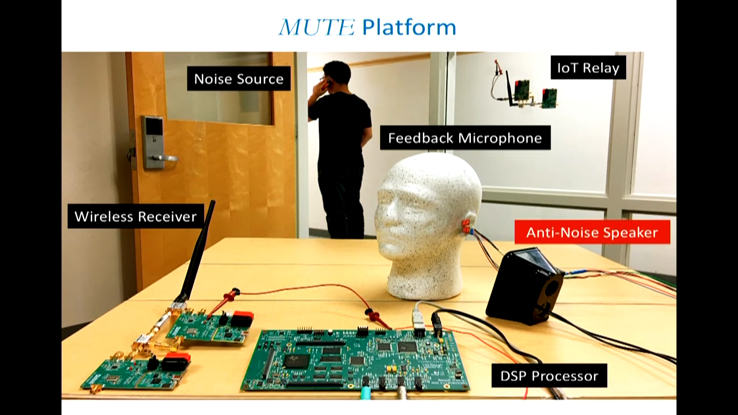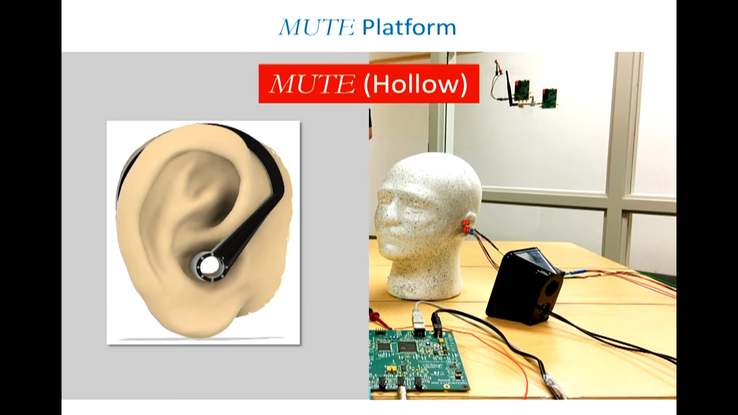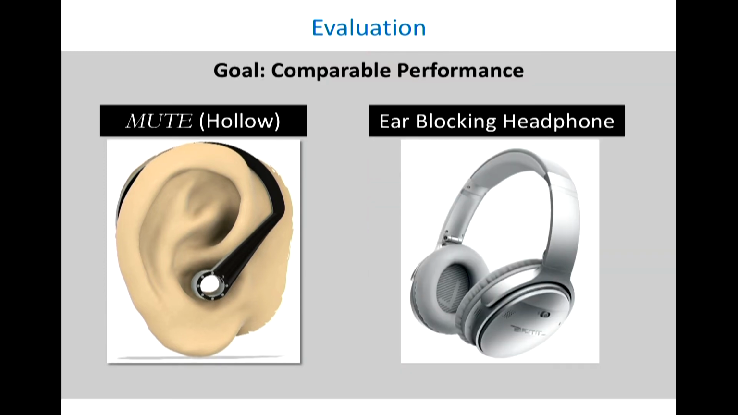So we call this design MUTE hollow because we are essentially not putting any sound-absorbing material on the human head, right? So of course, this is a very crude prototype, but we envision that if you design everything well, it should look like the picture on the left, which is a light ear device on your ear, and that is hollow inside. And our goal is to achieve comparable performance as today's noise-canceling headphones that actually block your ear. Let's now see the result.